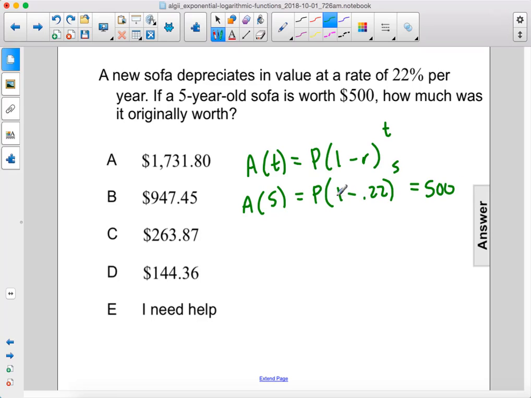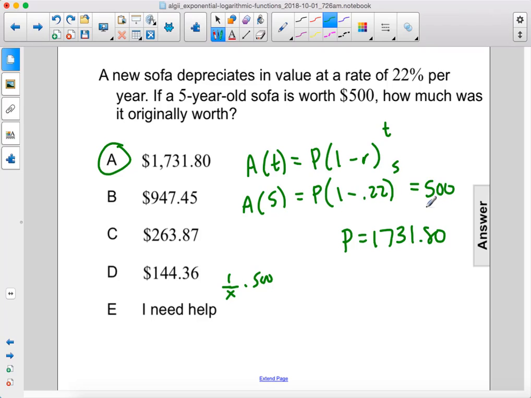So what we're going to do is take 1 minus 0.22 in your calculator, then raise that to the fifth power. Then you're going to hit the 1 over x button, because that will flip it, so it'll be 1 over the answer, which you can then just multiply times 500. So then multiply by 500, and we get that p equals $1,731.80.